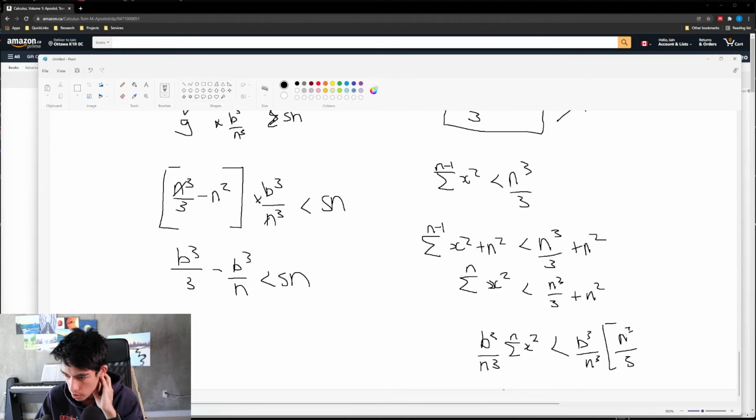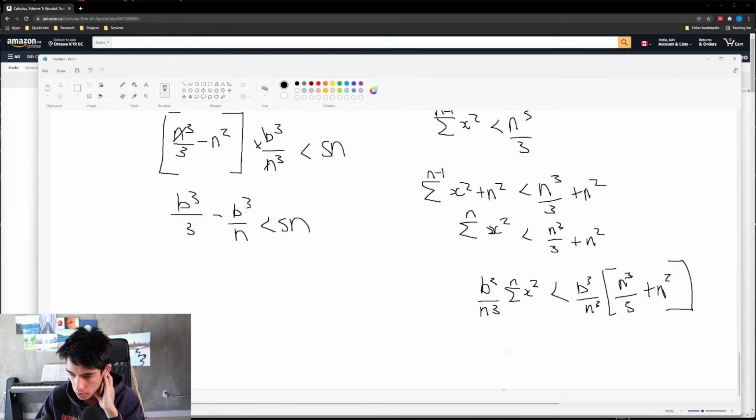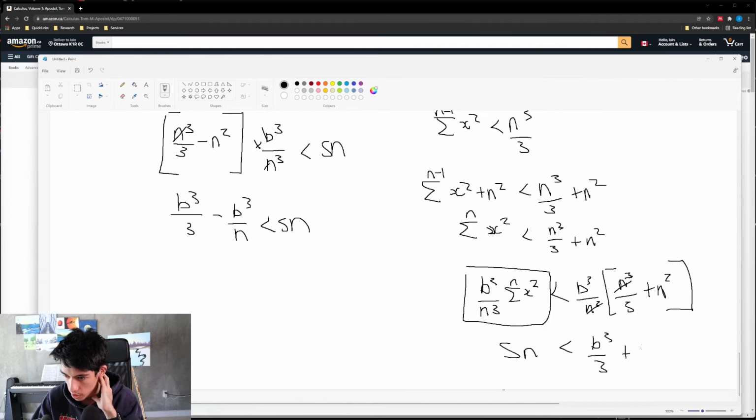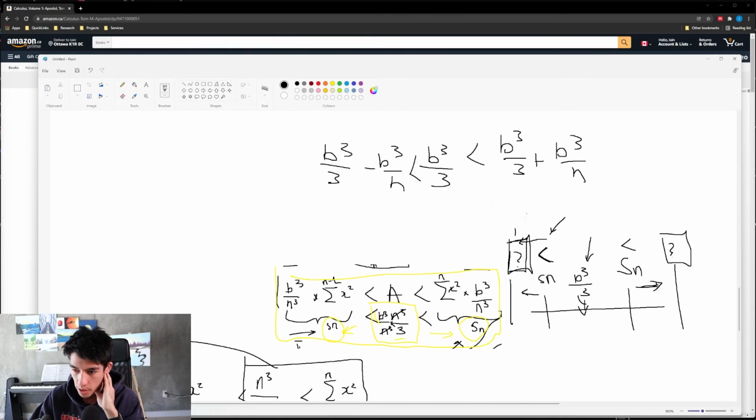over 3 plus n squared. And just to be explicit about this, this term right here is equal to S of n, and so S of n is smaller than b cubed over 3 plus b cubed over n. So now we have two extended bounds.